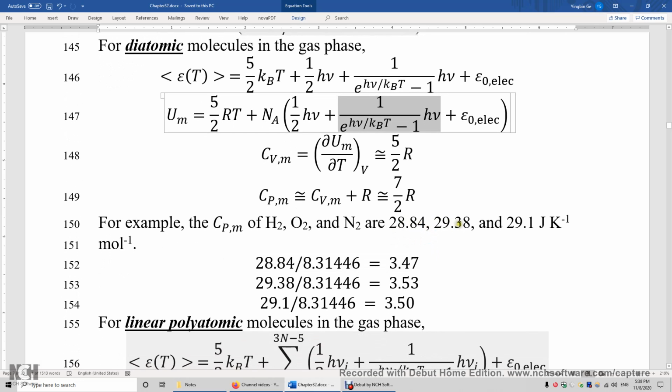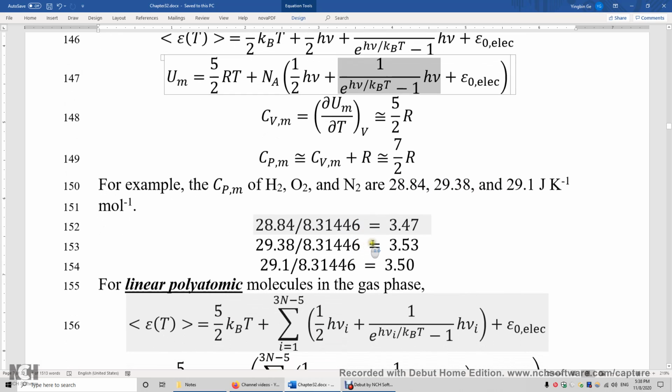And if you divide these 3 numbers by 8.31446, you'll get 3.47, 3.53, 3.5. They are all very close to this 3.5 R.